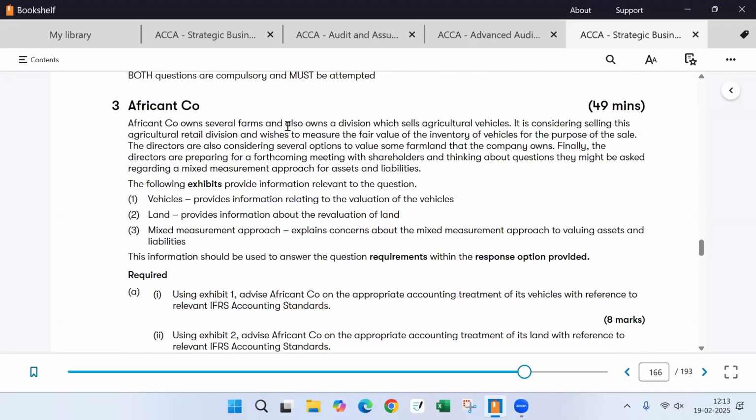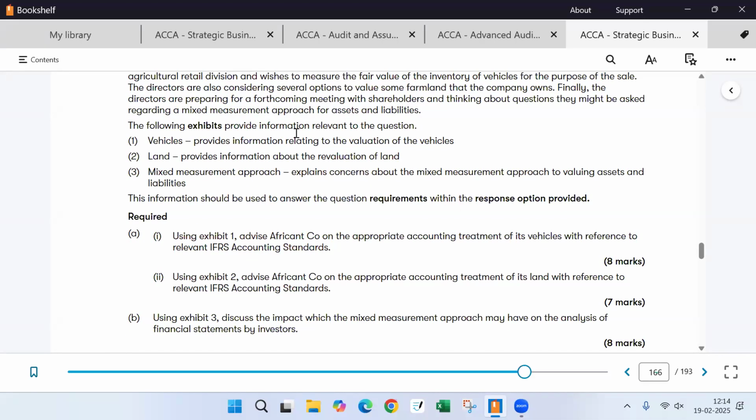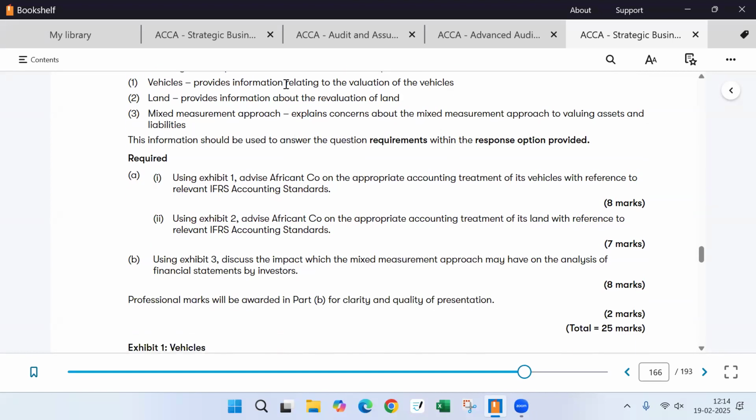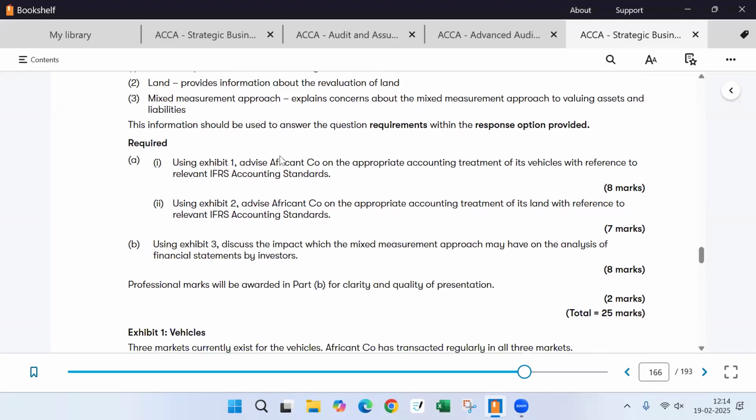Affluent company owns several farms and also owns a division which sells agriculture vehicles. It is considering selling this agriculture retail division and wishes to measure the fair value of inventory of vehicles for the purpose of sale. The directors are considering several options to value some farmland the company owns. Finally, the directors are preparing for a forthcoming meeting with the shareholders, thinking about the questions they might be asked. Vehicle provides information relating to the value of the vehicles. Land provides information about the revaluation of land. Mixed measurement approach explains concerns over the mixed measurement approach in valuing assets and liabilities.